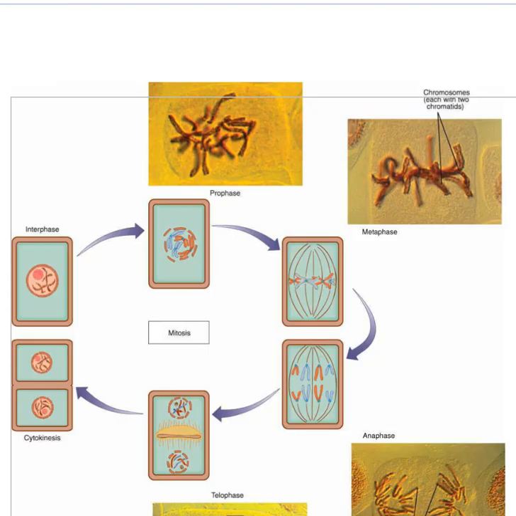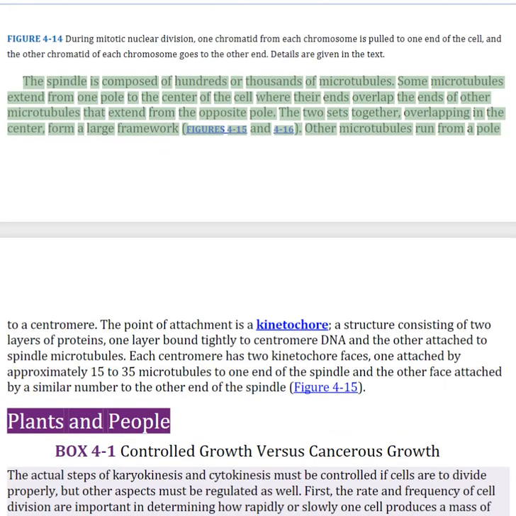Figure 4.14. During mitotic nuclear division, one chromatid from each chromosome is pulled to one end of the cell, and the other chromatid of each chromosome goes to the other end. Details are given in the text. The spindle is composed of hundreds or thousands of microtubules. Some microtubules extend from one pole to the center of the cell where their ends overlap the ends of other microtubules that extend from the opposite pole. The two sets together, overlapping in the center, form a large framework.